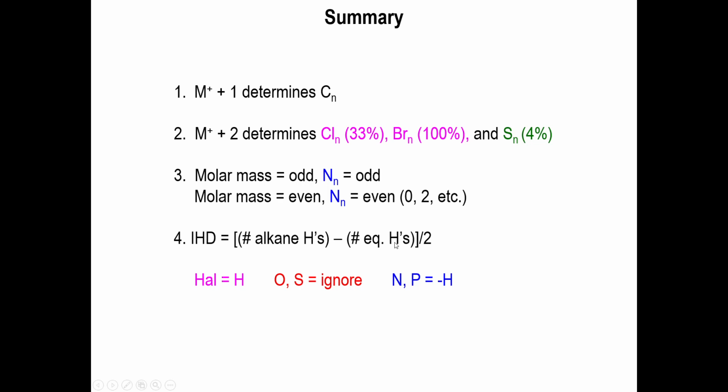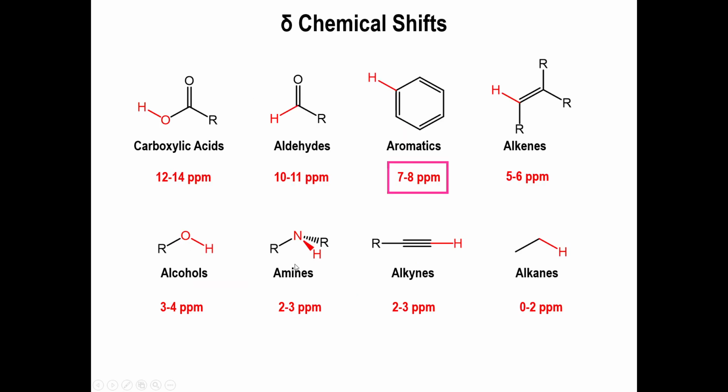And the equivalency of hydrogen is that all the hydrogens in the molecule, you count them. If you have halogens in the molecule, you count them as if they were hydrogen. If you have oxygen or sulfur, you simply ignore them from the point of view of hydrogen. But if you have nitrogen or phosphorus, you subtract 1 hydrogen for every nitrogen or phosphorus that the molecule contains. And at the end, you divide that whole thing by 2 to tell you the index of hydrogen deficiency. Okay, so that's from the mass spec point of view.